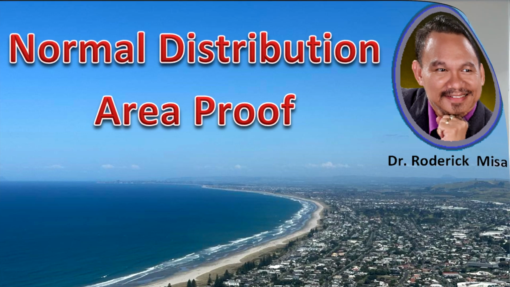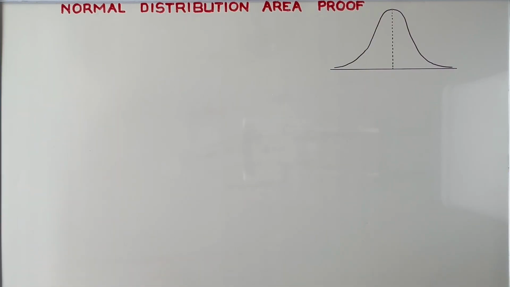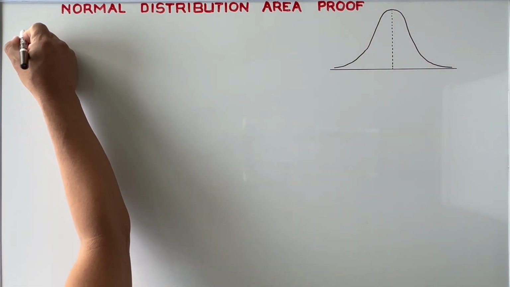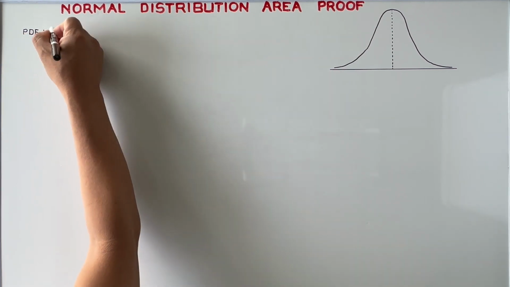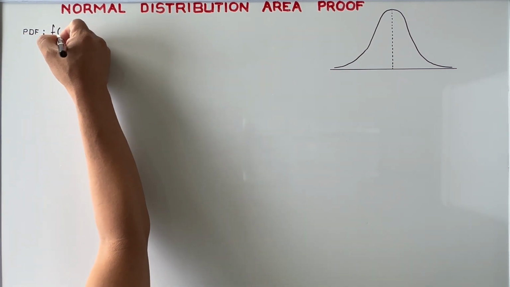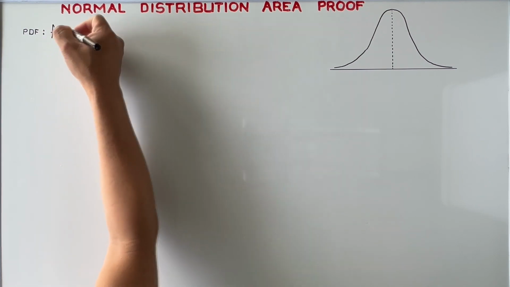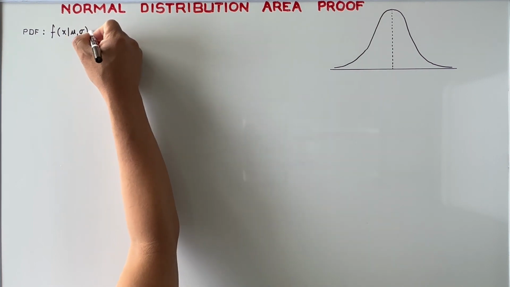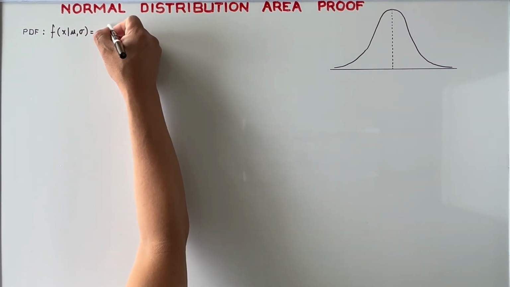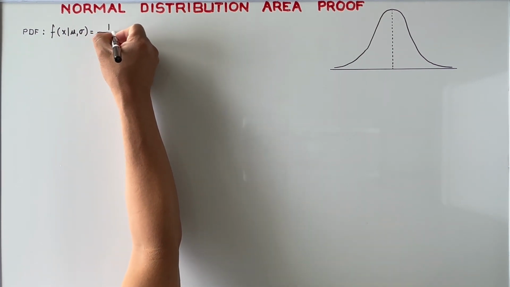In this video, I will be discussing the proof that the area under the normal distribution curve is equal to 1. We know that the probability density function of a normal probability distribution curve is defined by two parameters, mu and sigma, where mu is the mean of the distribution and sigma is the standard deviation.